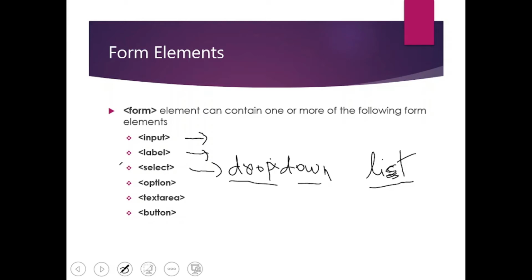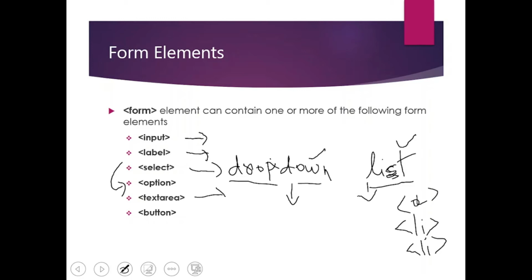Select tag is accompanied by an option tag. Whatever values it should show in the drop down list or in the list has to come with the option tag. Like in the unordered list and in the ordered list, we were starting the tag as OL and then mentioning LI and the data that you want. LI stands for list item. Over here we have the select tag, and inside the select tag we have an option tag. So inside select we'll be having option and we'll be mentioning all the options that the drop down list and the list should display. Next is a text area.